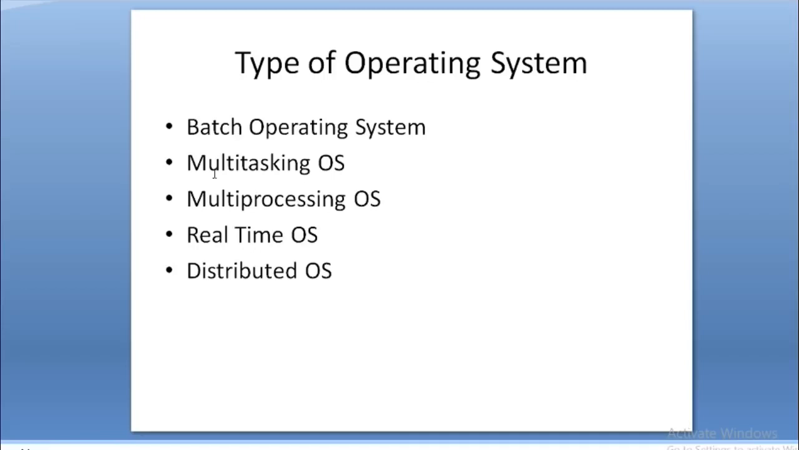Then there are 2 types of real-time operating system: hard real-time system and soft real-time system. In the hard real-time system we cannot change the times, but in the soft real-time system there will be a provision that in the meantime we can change the time, because that is called the real-time.